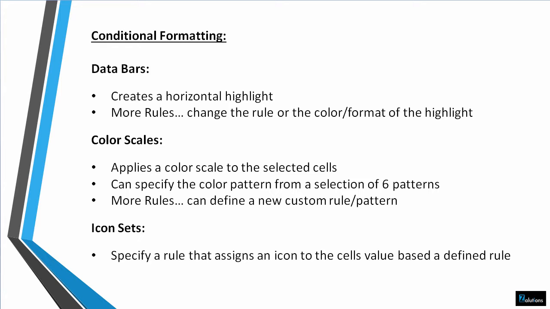The data bars creates a horizontal highlight. The higher the value, the longer the horizontal highlight. You can also change the color or the format by clicking More Rules. The color scales applies a color scale to the selected cells. This is useful for creating heat maps which have red formatting for bad cells, yellow for OK cells, and green for good cells. You can specify the color pattern from a selection of 6 patterns. You can also select more rules to define a new custom rule or pattern. The icon sets allows you to specify a rule that assigns an icon to the cell's value based on a defined rule. This is a neat rule, however, I have yet to use it in practice.